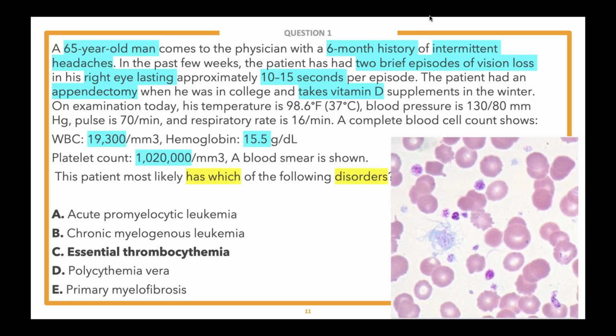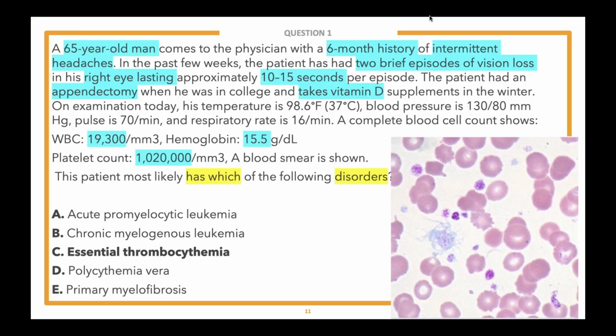Answer choice B, CML. This can feature a leukocytosis, which this patient has, but remember that's neutrophil rich, okay? You can also have a little bit of thrombocytosis in CML, but that kind of mirrors the elevation of white blood cell count. This patient's platelet counts are way too high for that, okay? And on top of that, the blood smear is not representative of what you'd see with CML.